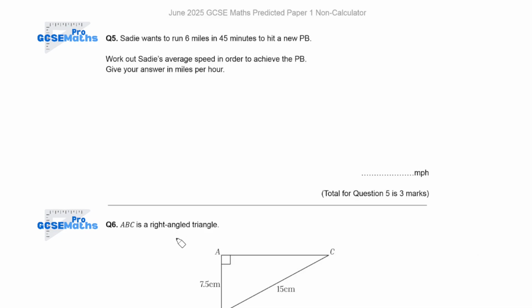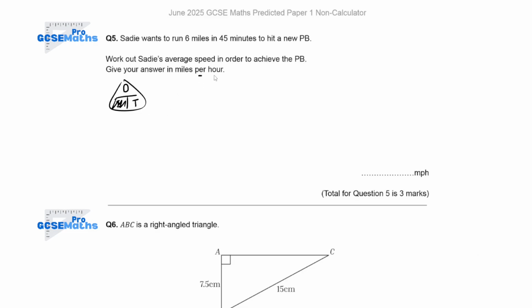Question 5. Sadie wants to run 6 miles in 45 minutes to hit a new PB. Work out Sadie's average speed in order to achieve the PB. We must give our answer also in miles per hour. So I like to use my formula triangle. In this case, we're looking for speed. So that would be distance over time.